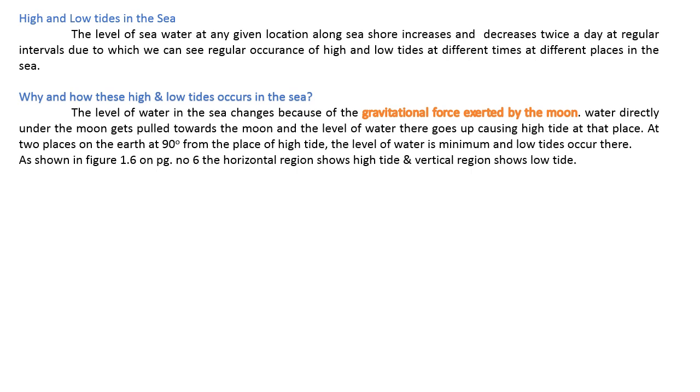Now, when the moon pulls the water, where does the water come from? From the other sides the water will be pulled out. Therefore, at two places on the earth at 90 degrees from the place of high tide, there will be less water. The level of water is minimum, and low tide occurs there.